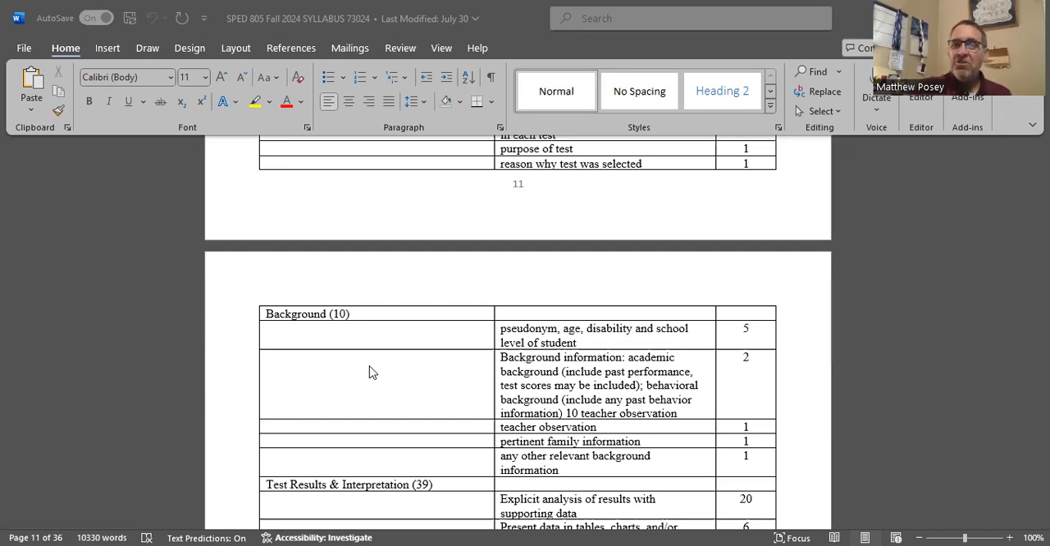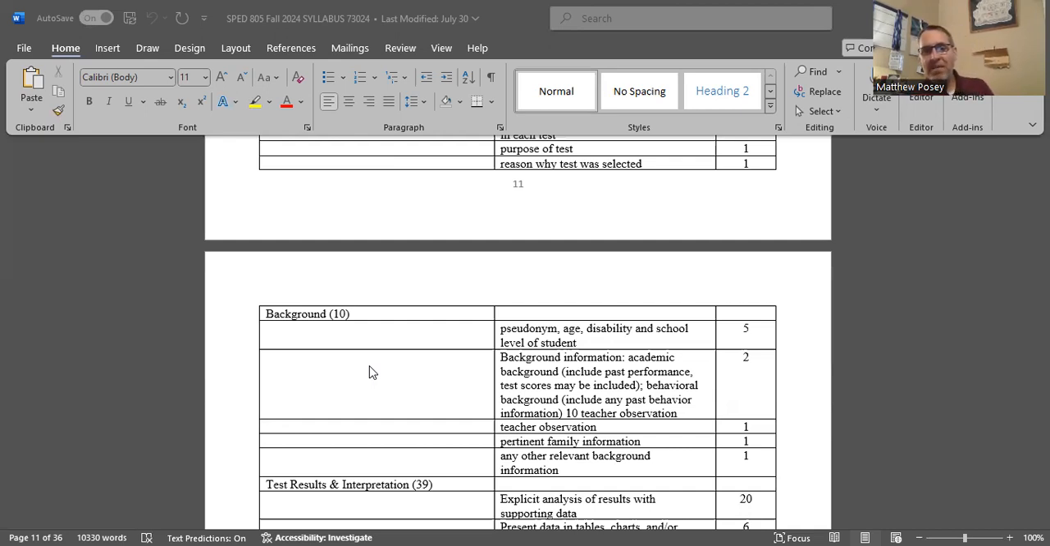Make sure you include their age. If they have a suspected disability or already identified, include that. Also, the school level of the student. Are they currently in 3rd grade? Are they a freshman in high school? Okay. Also, we want to include a little bit of academic information, maybe some past performance, how they've done in the past, any behavioral issues they might have had, or any teacher observation information you want to include in that.